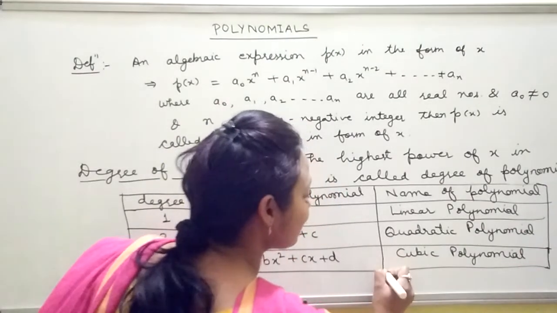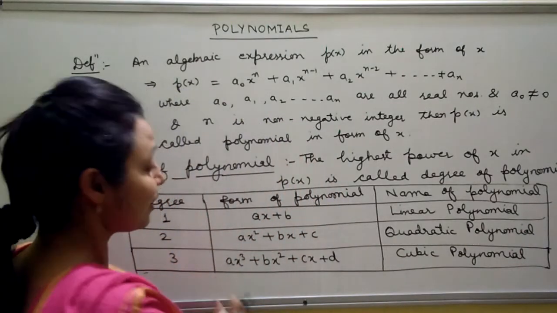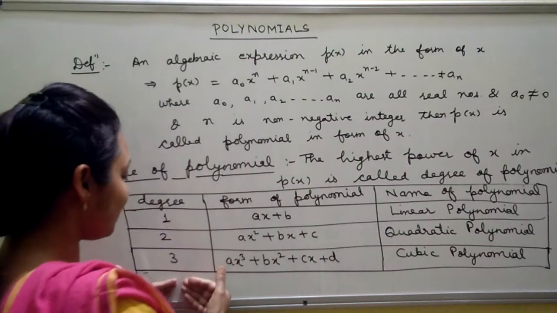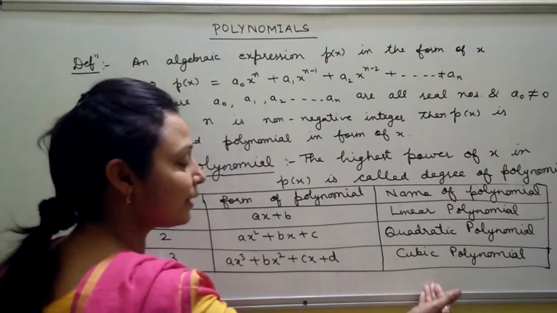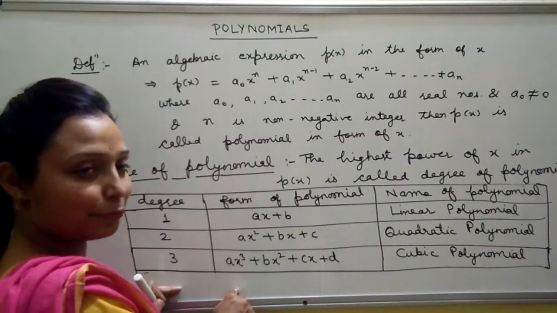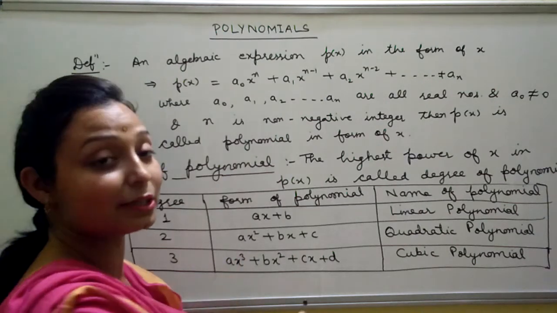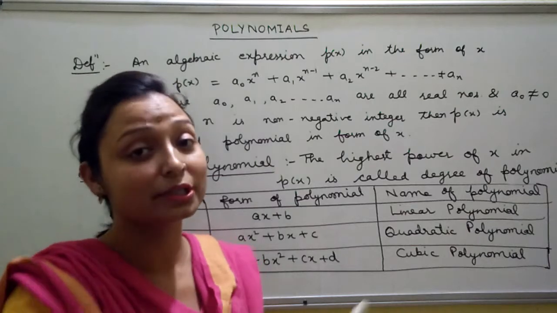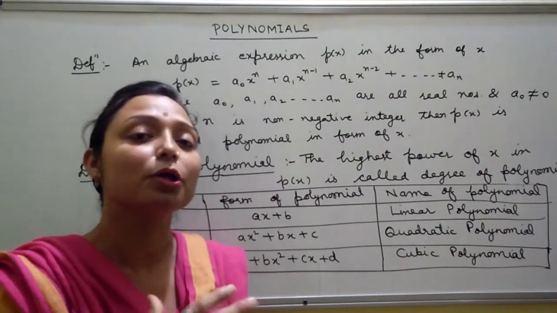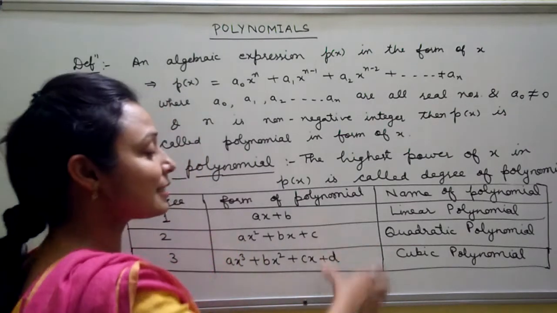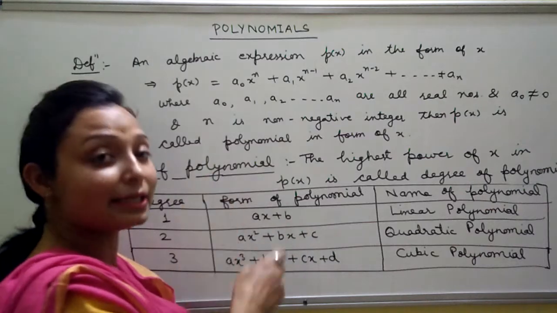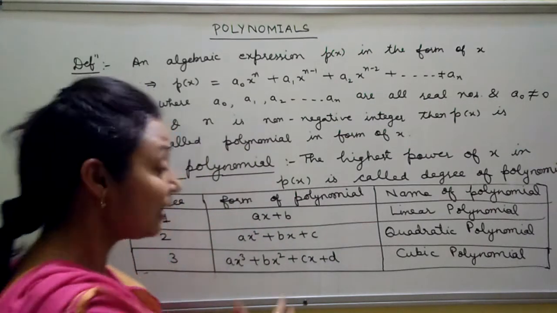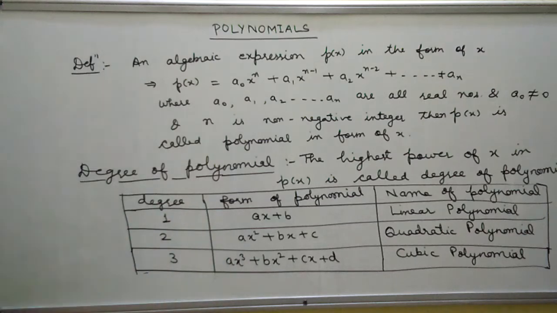The next type is biquadratic, when the degree is 4, but no need to do that polynomial. If the degree is 4, it is known as biquadratic polynomial. If the degree is 5, there is no name given to it, so we can say a polynomial of degree 5. But these 3 types we have to study in class 10th. Okay. Now come to the zeros of a polynomial.